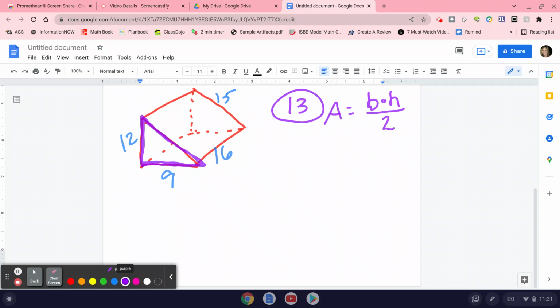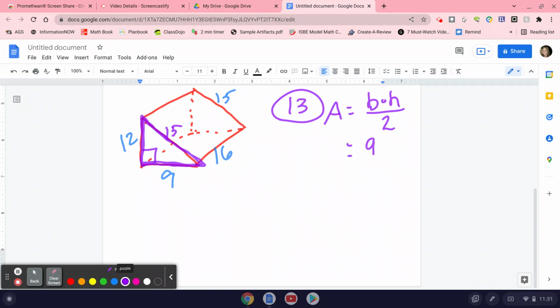But I'm looking at the purple triangle because of the base shape. So the base would be 9. Okay? I agree that this is a 15 right here, but that's not important now. How do I find the base and the height? What do they always form? It's the 12 because they always make a what? A right angle. Yep. So there's our right angle.